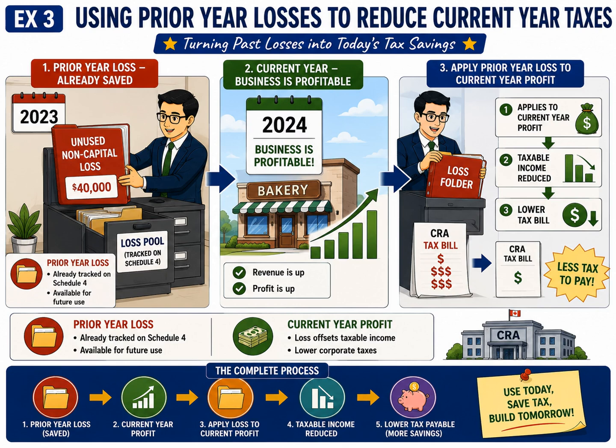taxable income. The accountant retrieves the prior year loss from the loss pool and applies it against the current year's taxable income. Instead of paying tax on the full amount of the profit, the corporation first subtracts the available non-capital loss. This reduces taxable income and, as a result, lowers the amount of corporate income tax payable.